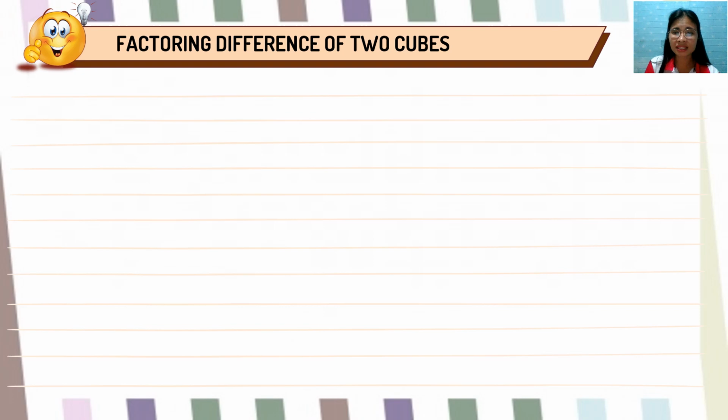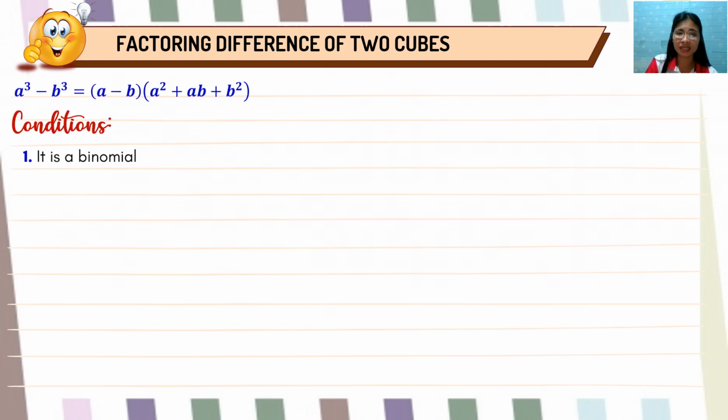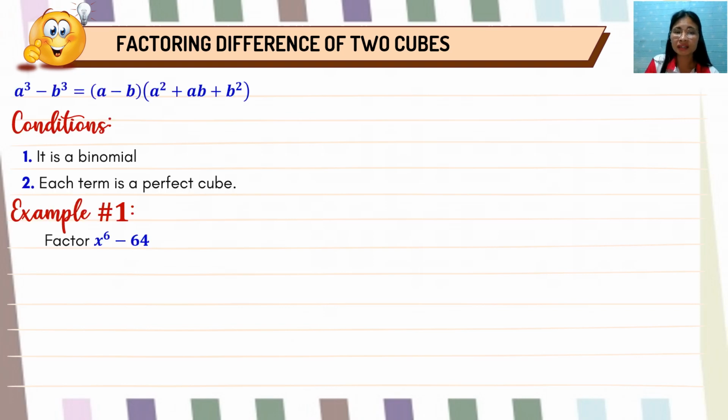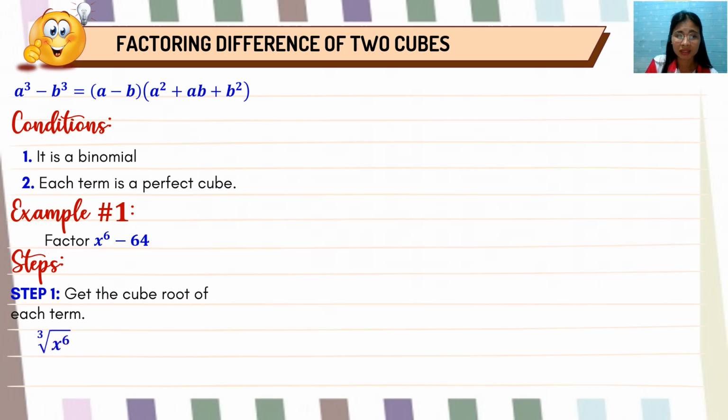Next, let's have another example to have more understanding. Factor x to the 6th minus 64. Again, step 1, get the cube root of each term. The cube root of x to the 6th, again divide. 6 divided by 3 is 2, so that is equal to x squared. Next, the cube root of negative 64 is negative 4. It's because negative 4 times negative 4 is positive 16, times negative 4 gives you negative 64.